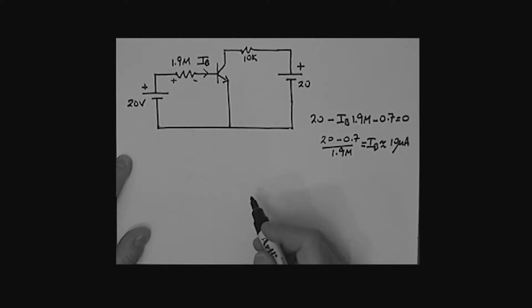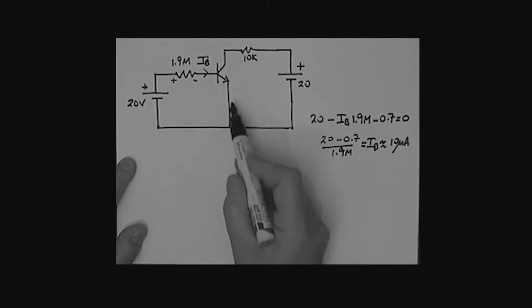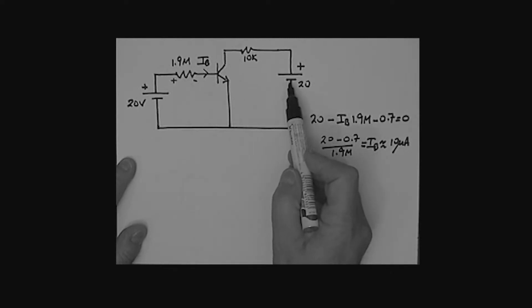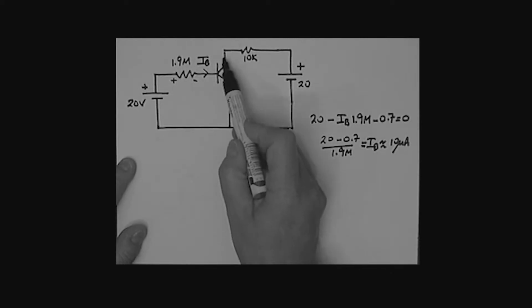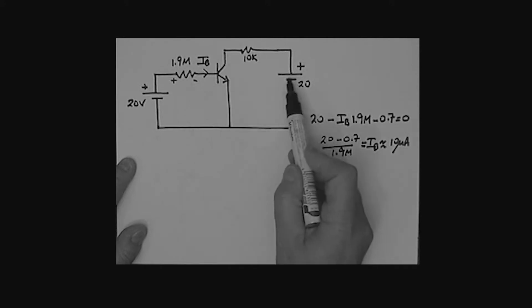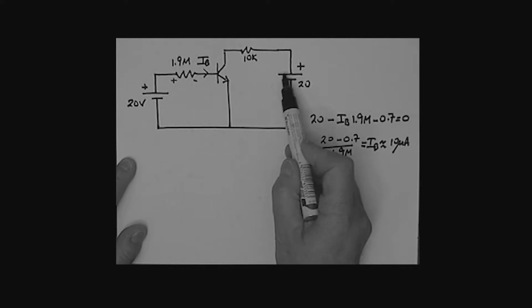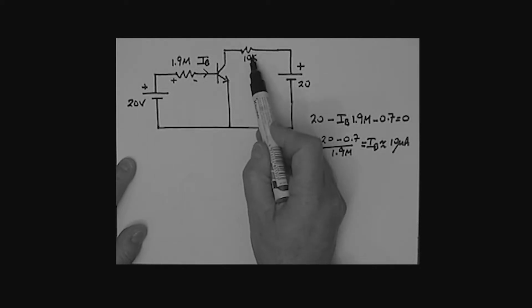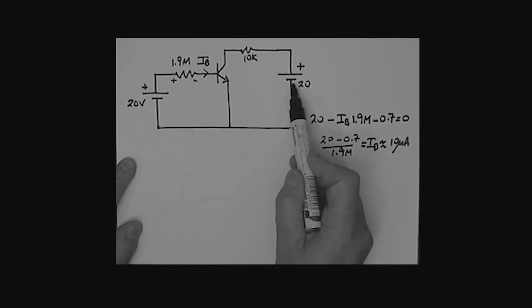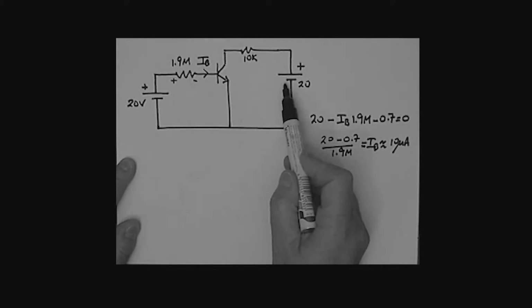If you remember from before, we also looked at the maximum collector current that can flow in this circuit. The maximum collector current would be when that transistor looks like a closed switch. So I've got 20 volts here and a 10K resistor here. So 20 volts divided by 10K would be the maximum collector current, which is 2 milliamps.